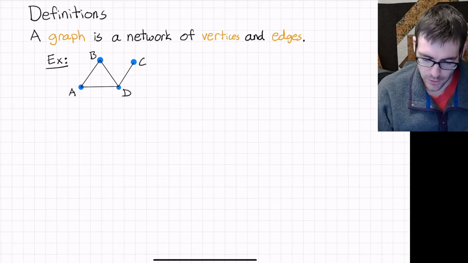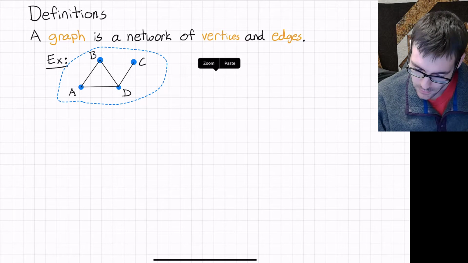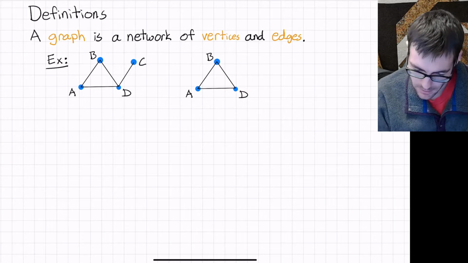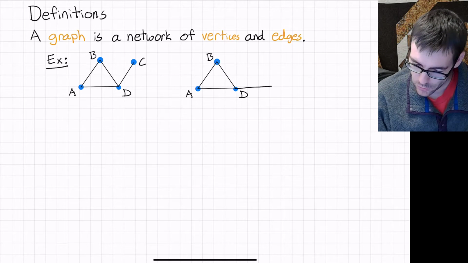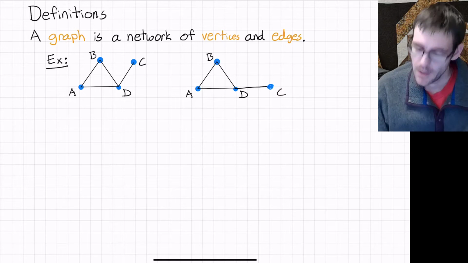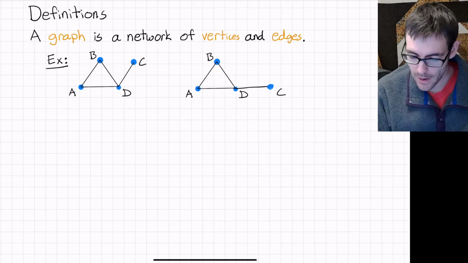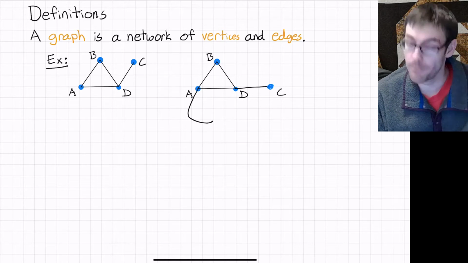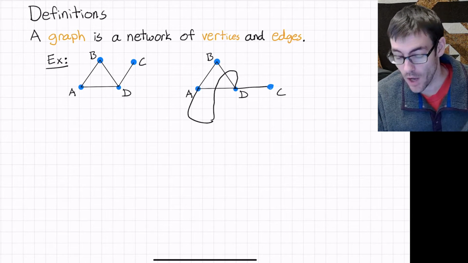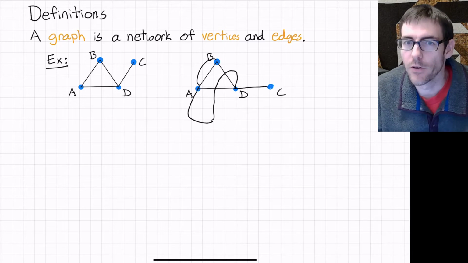Here's another question. What if we drew this in a slightly different way? So what if we had the same graph over here, except maybe this edge is drawn differently? Do we still have the same graph? Can we draw a graph where the edges are bent? Can the edges wrap onto themselves? Can they cross over each other? Can we have duplicate edges between two vertices?